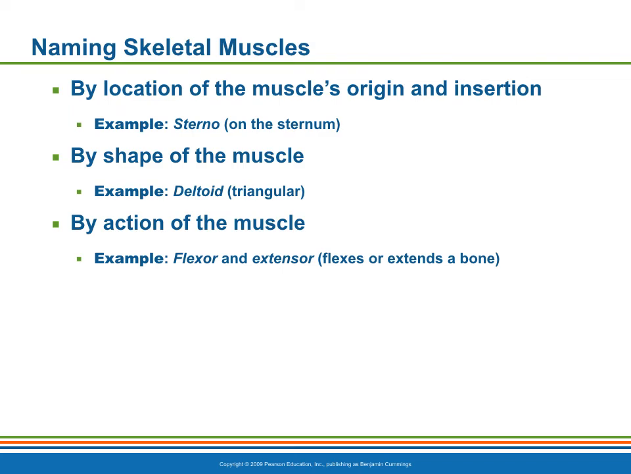Occasionally, muscles are named for their attachment sites. For example, the sternocleidomastoid muscle has its origin on the sternum, which is sterno, and clavicle, which is cleido, and inserts on the mastoid process of the temporal bone. Some muscles have a distinctive shape that helps identify them. For example, the deltoid muscle is roughly triangular, so deltoid, of course, means triangular. When muscles are named for their actions, such as flexor or extensor or abductor, these terms appear in their names.